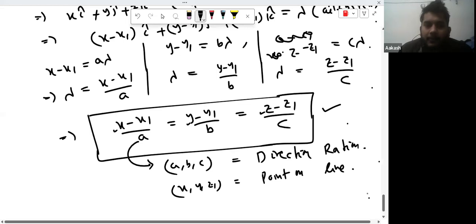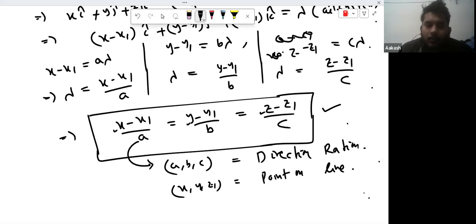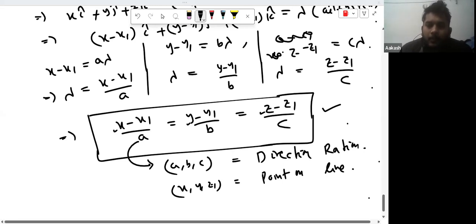Is it understood what I said? Coefficient should be 1. Okay, so take common, divide whatever you want, but always make it 1. Okay, clear? Yes, sir. Okay, note it down.